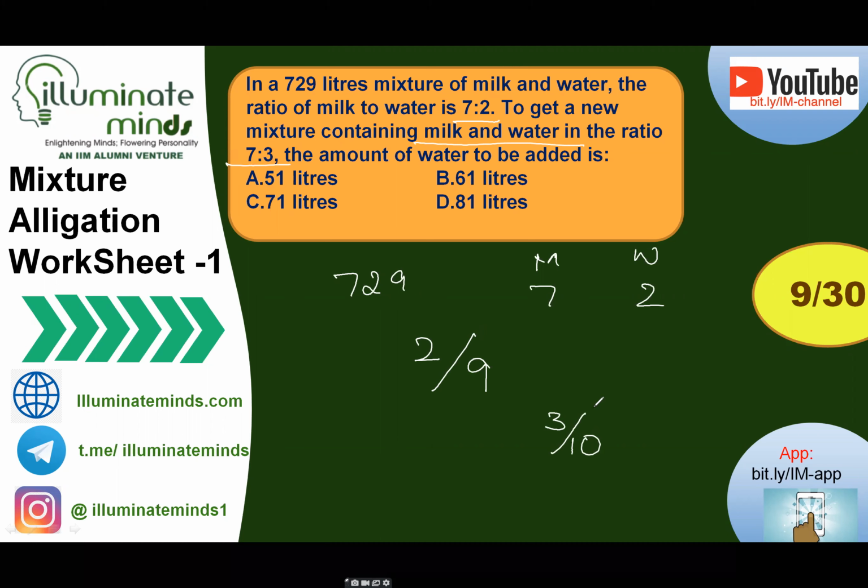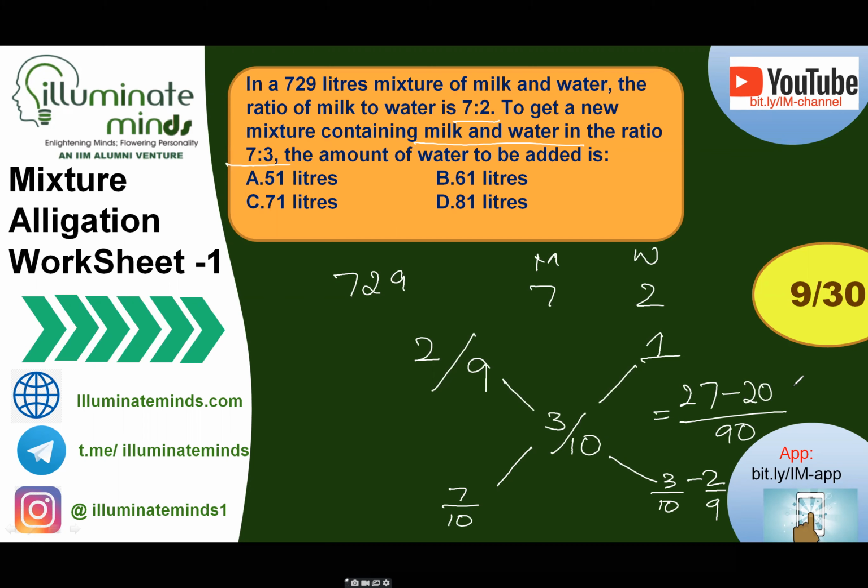And what about the water that I'm adding? Water that I'm adding is having 100% water. That means this will be 1 upon 1. So 1 minus 3 by 10 is equal to 7 by 10. And 3 by 10 minus 2 by 9 will be equal to how much? 90 is the LCM. 9 3s are 27. This is 20. 27 minus 20 is equal to 7 by 90.